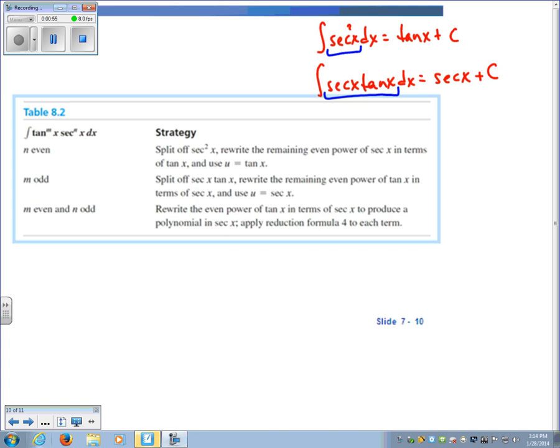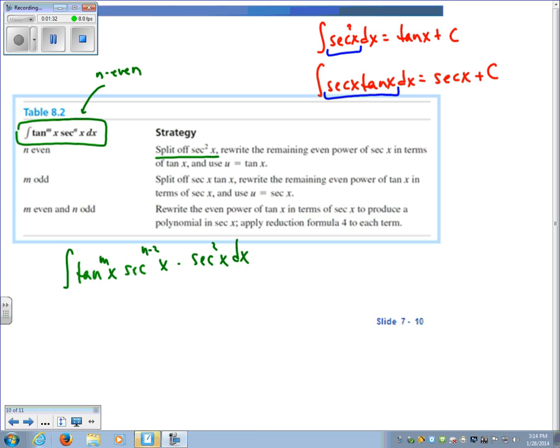Okay, so I'm starting off and I've got a product here of tangent to the m power, secant to the n. The first case I'm going to look at is when the n is even. So that means you've got an even power of the secant. What you're going to do in that case is split off a secant squared, and I'm going to show you why. You're going to have tangent to the m, and then you're going to take off a secant squared, so you're going to still have some secants here possibly, unless it is just two of them. You're going to have n minus 2 secants left here, but then you're going to have the secant squared that you broke off from the others.